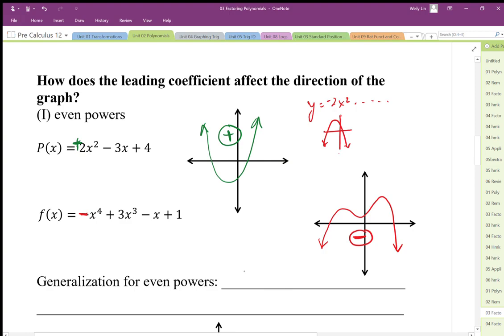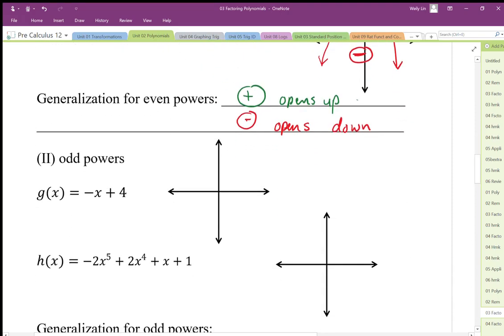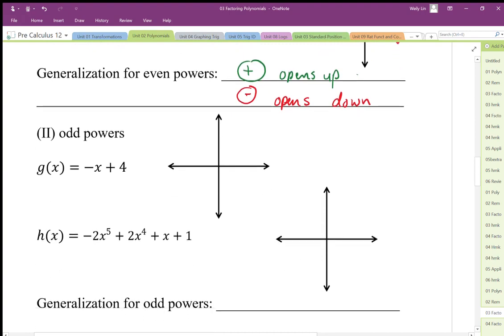So basically we say positive opens up, and we already knew this from parabolas, so we just extend this idea from parabolas, and we know that negative opens down. Okay, well, what about the odd powers? Well, odd powers follow the linear function. So if I have a negative coefficient here, what that means is it should go down this way. It's got a negative slope.